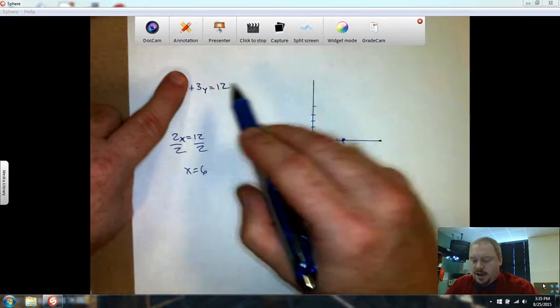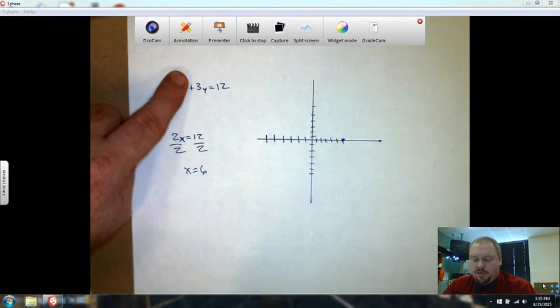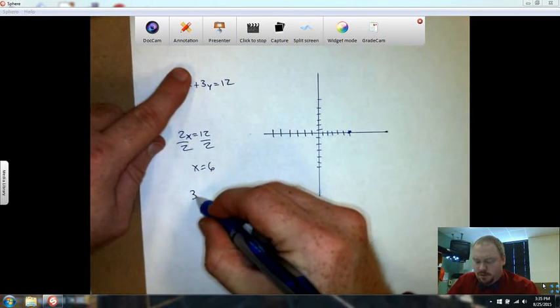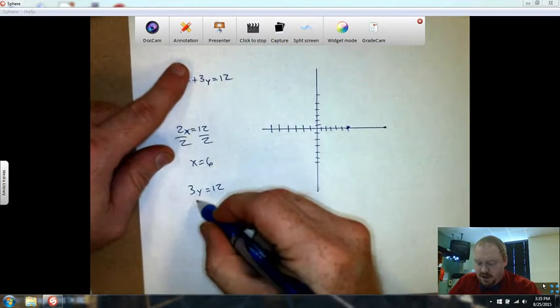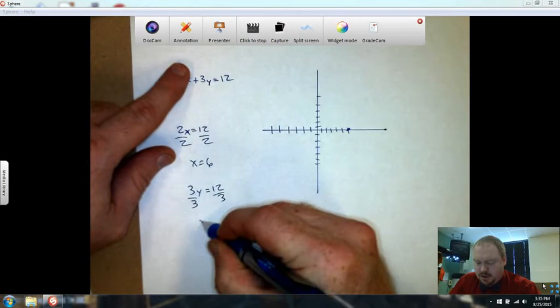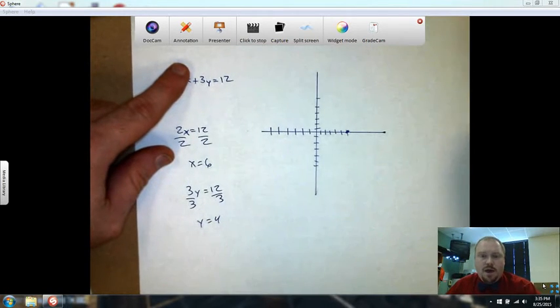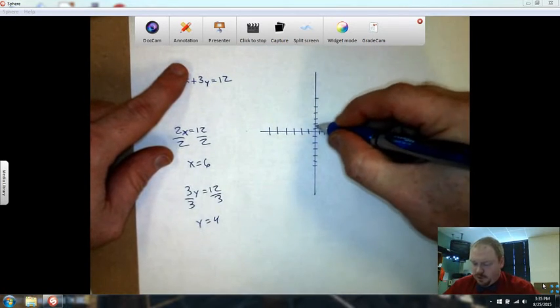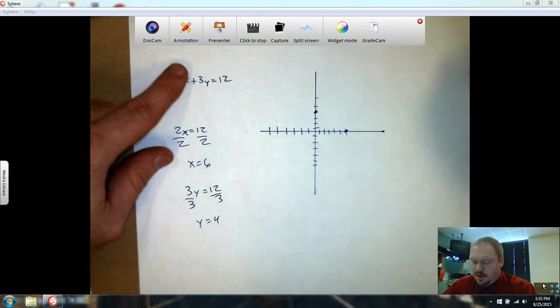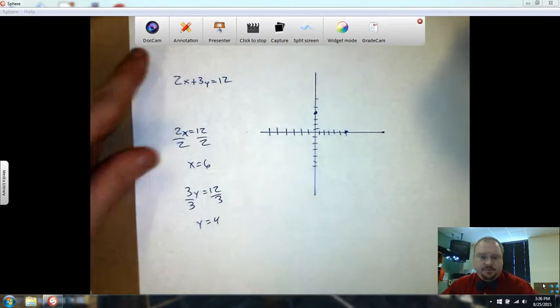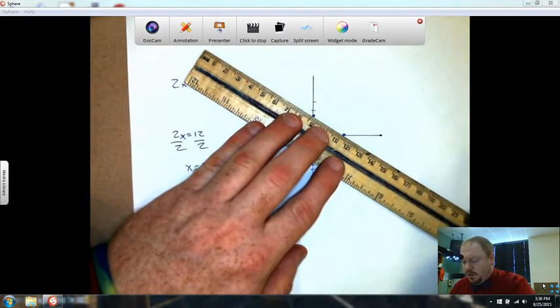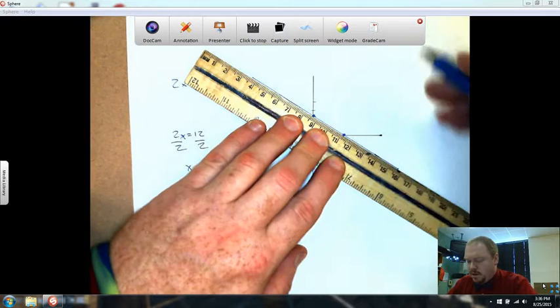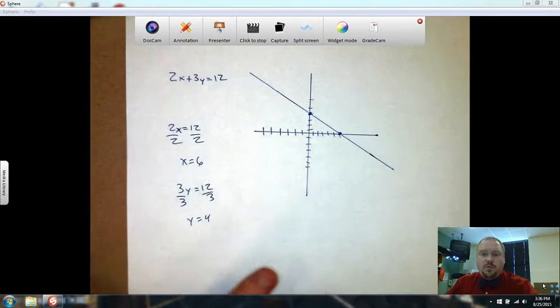Include the sign in front of it. 3y equals 12. It's positive 3y. Divide both sides by 3, and I get y equals 4. Put a dot at 4, and connect the points. Well, that's one way of doing it.